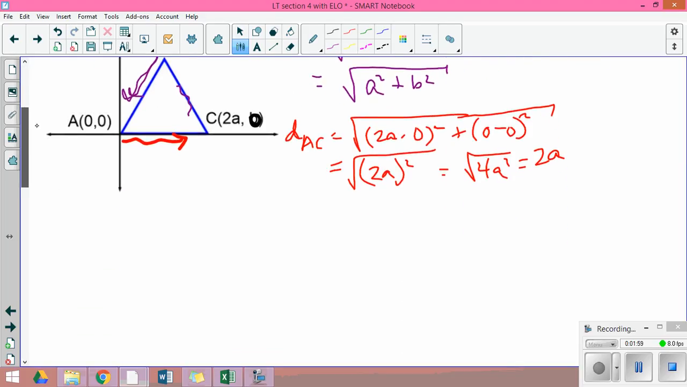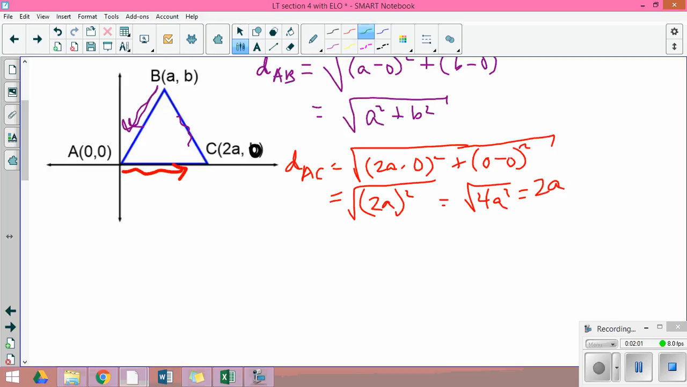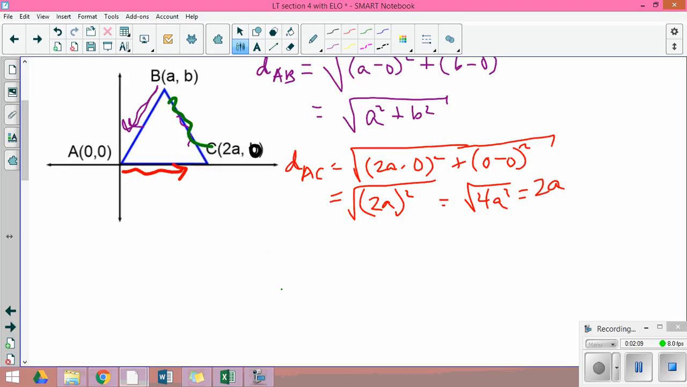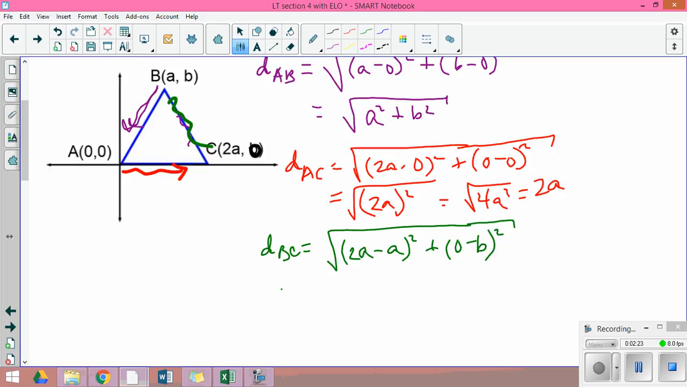So now I need to go ahead and figure out what is that distance of B to C. Now, again, the order doesn't really matter, but it's a little cleaner if I take C minus B. And so I have the square root of 2A minus A, the quantity squared, plus 0 minus B, the quantity squared, which is equal to A squared plus B squared. It's going to be B squared.